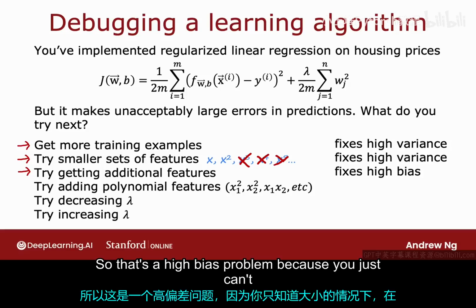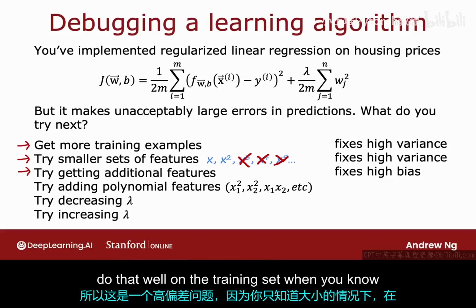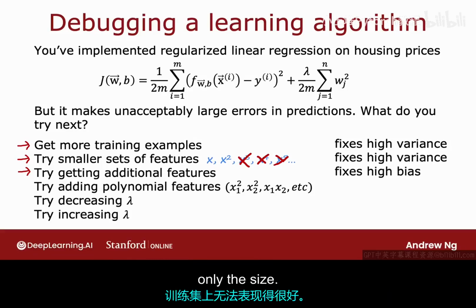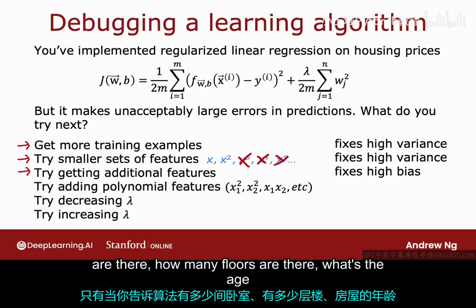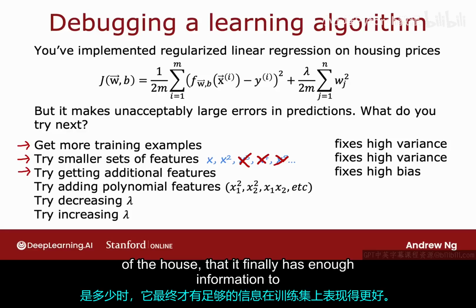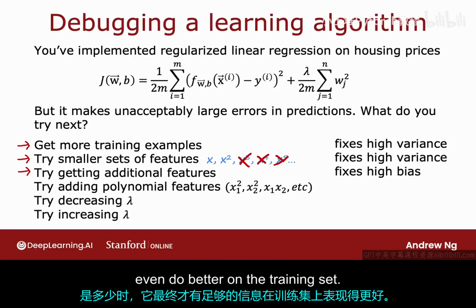So that's a high bias problem because you just can't do that well on the training set when you know only the size. It's only when you tell the algorithm how many bedrooms are there, how many floors are there, what's the age of the house, that it finally has enough information to even do better on the training set.